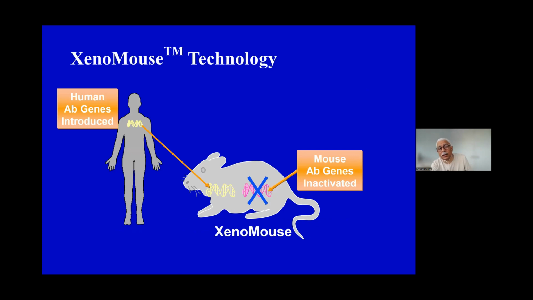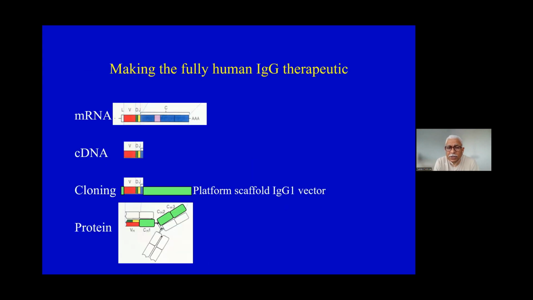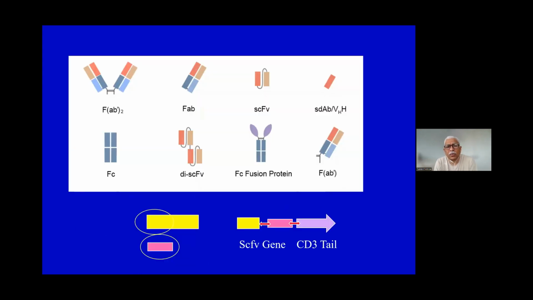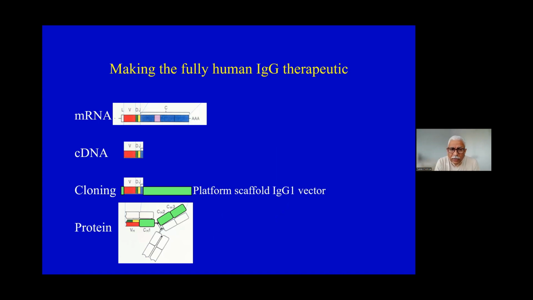And how do you make fully human antibodies? There's this technology called xenomouse technology, and different companies have different kinds of these mice. What has happened is the mouse immunoglobulin gene locus has been inactivated and replaced with a human immunoglobulin gene locus. So when you immunize these mice, they make human antibodies. Quite ingenious, right?